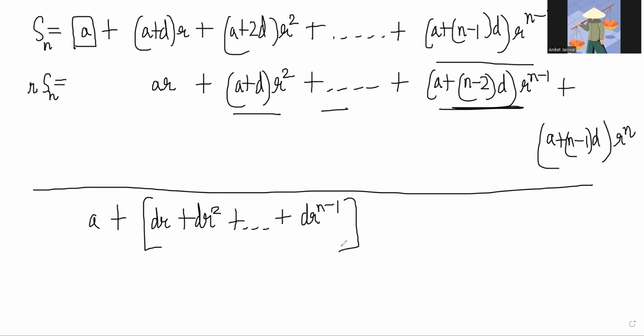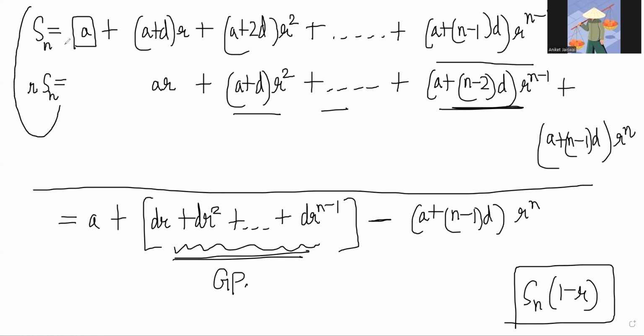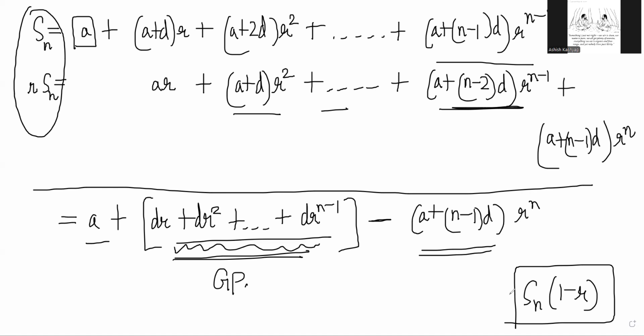And this last term will become negative. Then we can find this, because it is the sum of a GP formula. This is a GP, so you can calculate the sum of this GP, and D into (1 minus R power n minus 1) by the whole thing. If you simplify it, it is equal to Sn into (1 minus R). Finally, simplify this, combine everything, and divide by 1 minus R to get your required sum.